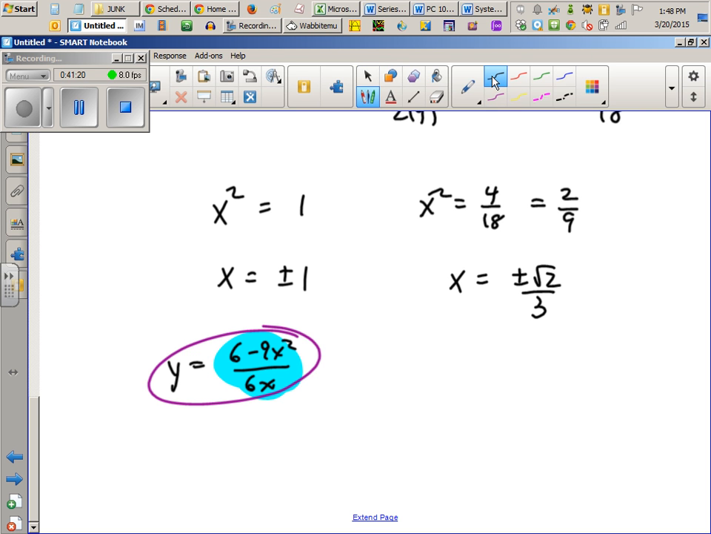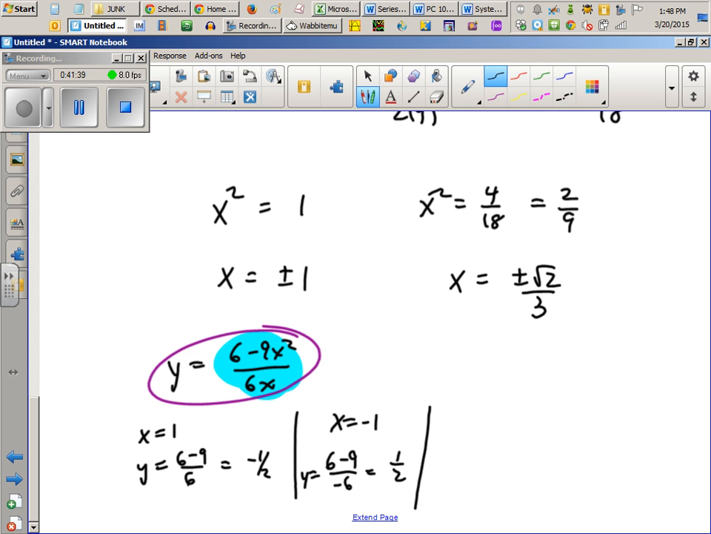Let's go ahead and put in our x's here. So let's start with x equals 1, I guess. So y would be 6 minus 9 over 6. In other words, negative 1/2. Now let's do x equals negative 1, and we get 6 minus 9 over negative 6, so this is positive half. And now let's plug in root 2 over 3, and that gives me y equals 6 minus 9 times 4/9 over 6 times root 2 over 3.